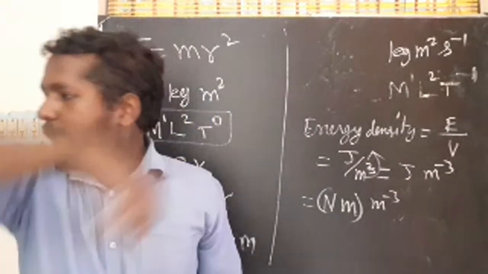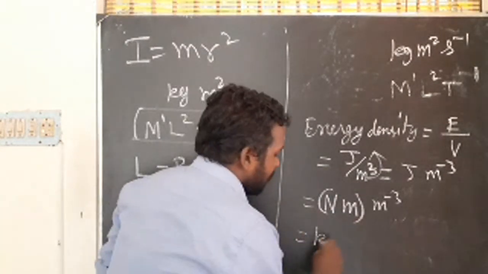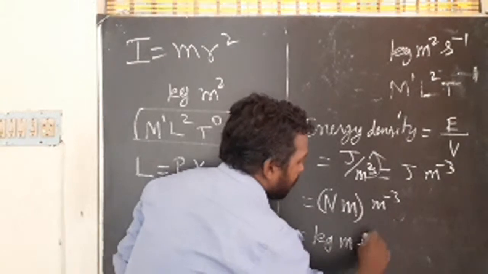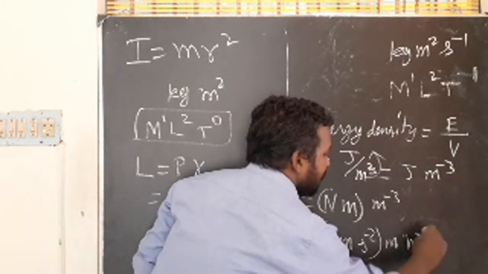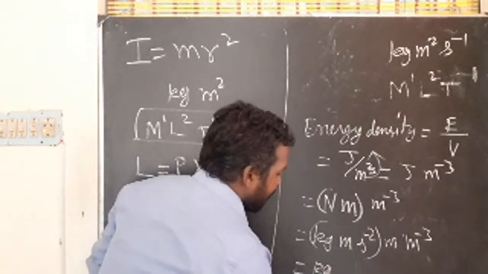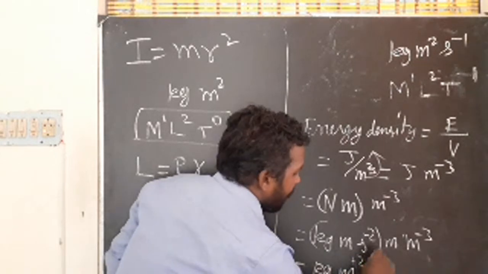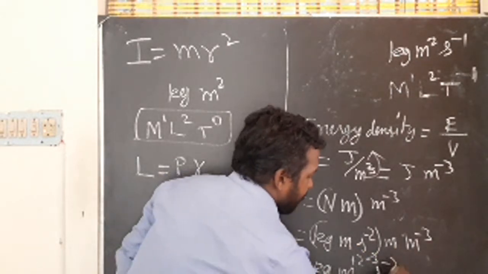Now we are going to calculate the dimensional formula for energy density. Newton is kg meter second minus 2, into meter minus 3. So if we put all the meters together, kg meter plus 2 minus 3 we will get, because this is square and minus 3 will be there, second minus 2.